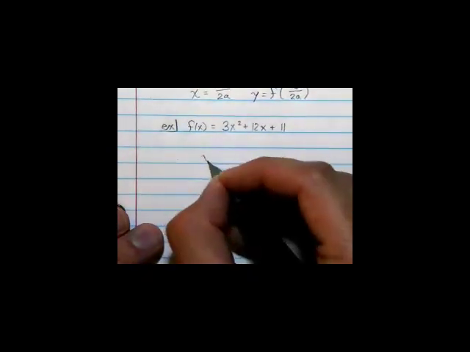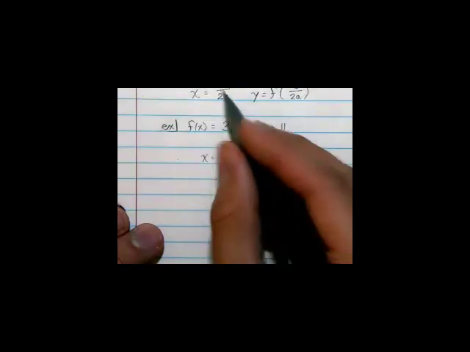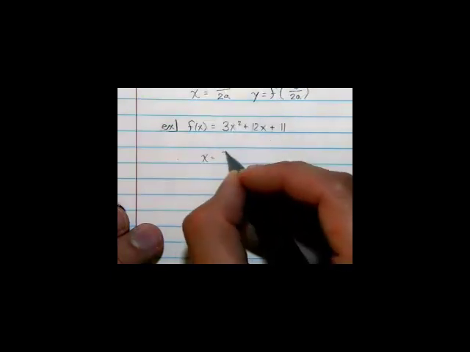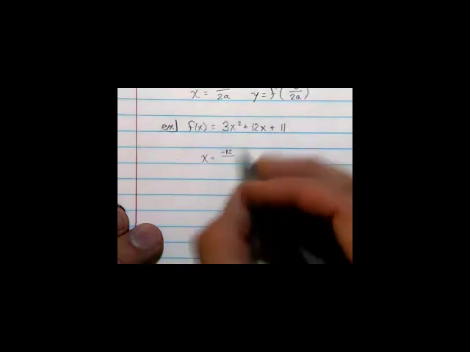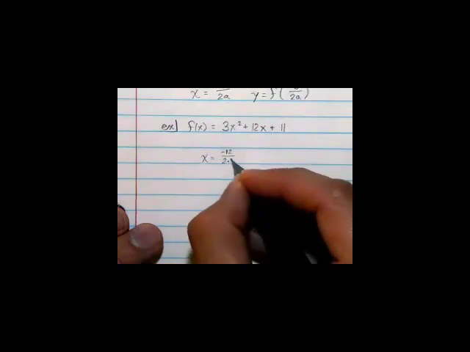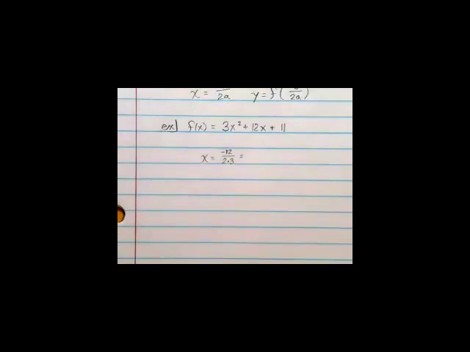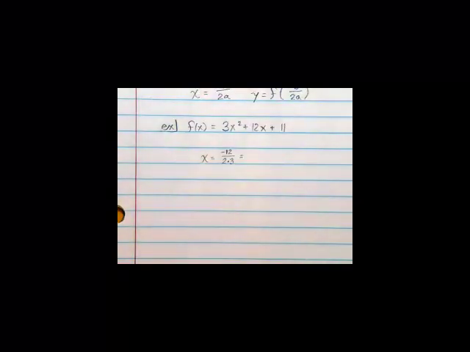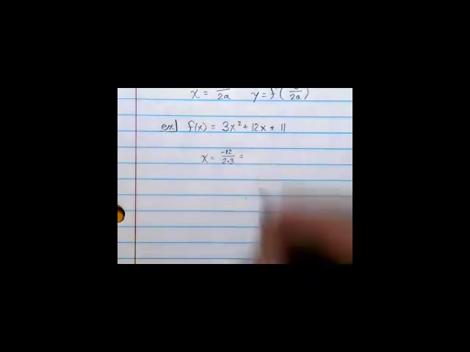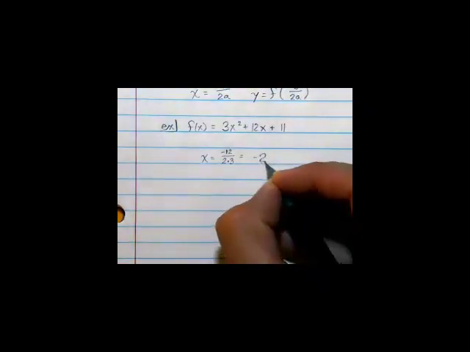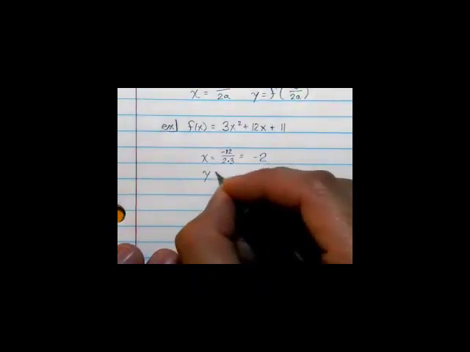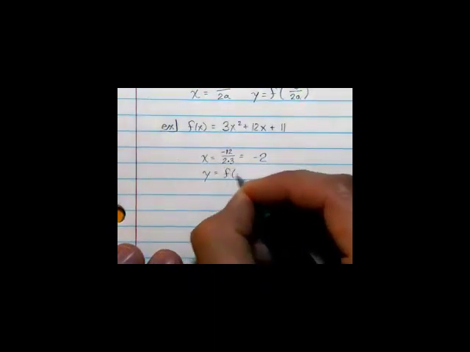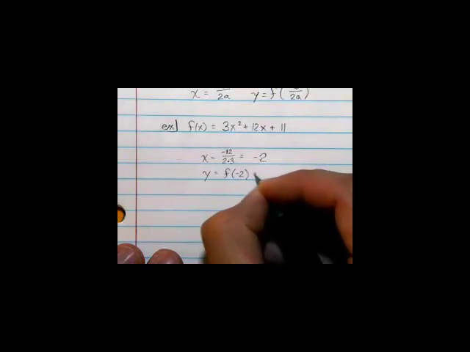So the x-coordinate of that vertex: negative b, negative 12, divided by 2a, 2 times 3. Okay, so what is negative 12 divided by 2 times 3? Negative 2. Okay, and then if I want the y-coordinate of the vertex, I do f of negative 2.